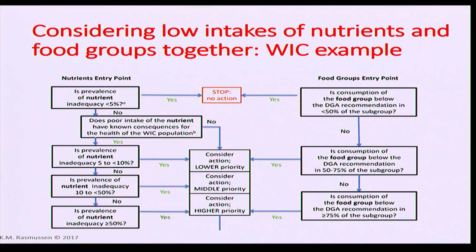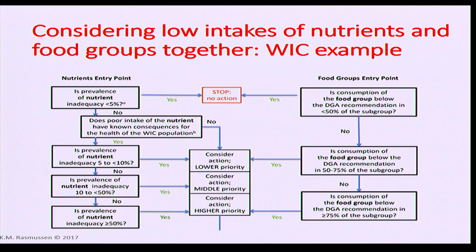There are two entry points, nutrients and food groups. And if the prevalence of the nutrient inadequacy was less than 5%, we said, stop, we're not going to worry about this, that's below our cutoff. The similar cutoff that we used for food groups was 50%. Not 5%, 50%. Did we have a strong scientific rationale for this? I have to tell you the truth. The answer is no, but we had to start somewhere and give it a go.